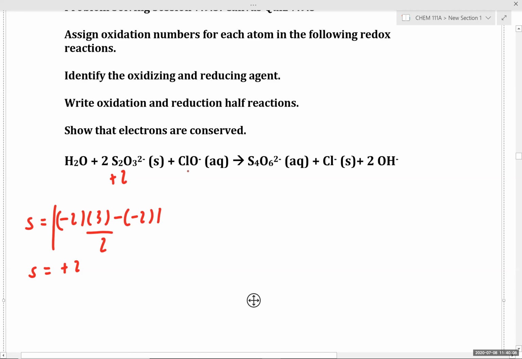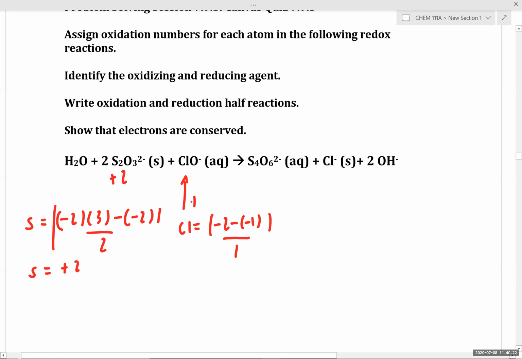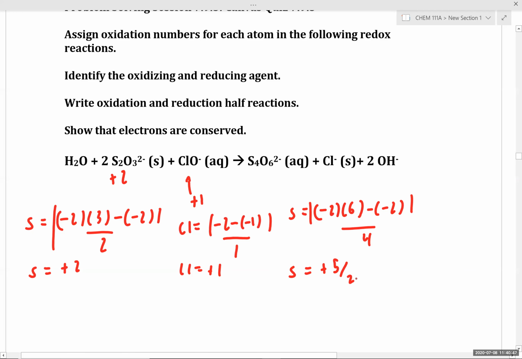In hypochlorite, chlorine has an oxidation number of -2 for oxygen minus the total charge of -1 over the number of chlorines, which gives us an oxidation number of +1 for chlorine. In S4O6 for sulfur, we have -2 times 6 minus the total charge of -2 over the number of sulfur atoms. So for sulfur, we get an oxidation number of 5/2.